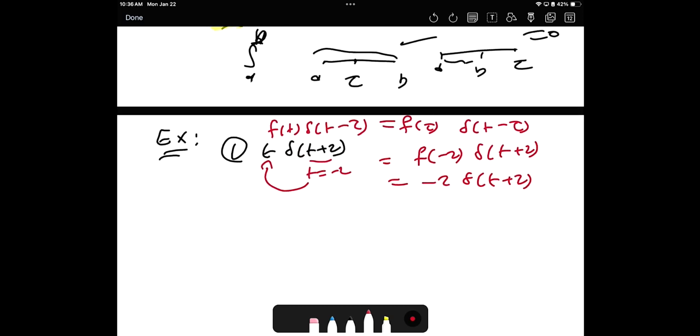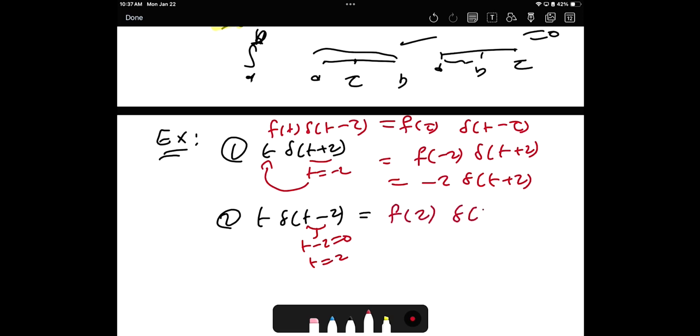Now the second thing, which is t delta t minus 2, since t minus 2 equals 0, therefore tau will be 2. Then it will be f of 2 delta t minus 2, and f of t is equal to t, therefore it will be 2 delta t minus 2.